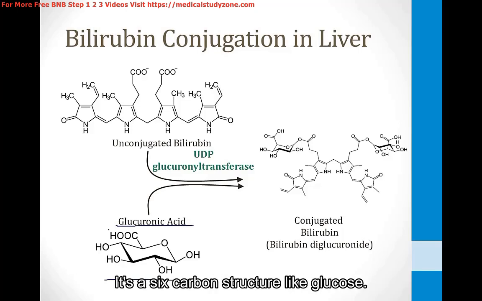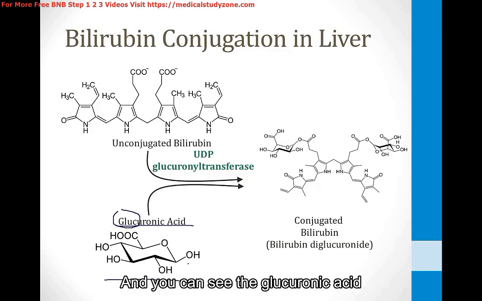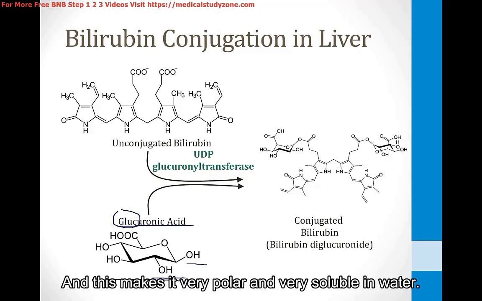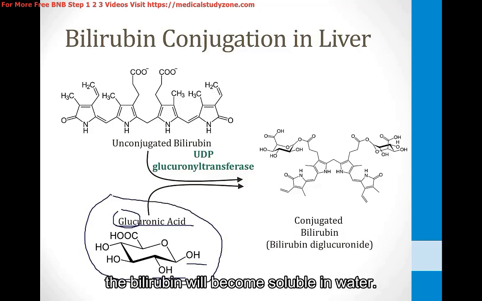It's a 6-carbon structure like glucose, that's why it has the word gluc in its name. And you can see that glucuronic acid has lots of oxygens in it. This makes it very polar and very soluble in water. So when you add glucuronic acid to bilirubin, the bilirubin will become soluble in water.